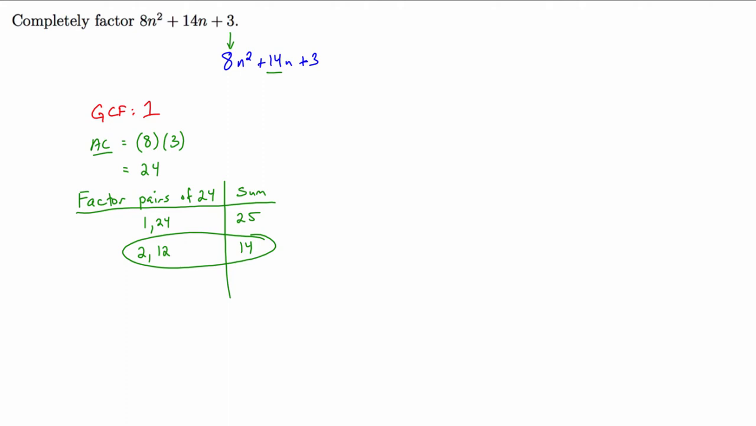We will use this factor pair by taking that middle term, that 14n, and splitting it up into 2n and a 12n. So our trinomial 8n squared plus 14n plus 3 will transform into 8n squared plus 2n plus 12n plus 3. And now that we've transformed this trinomial into something larger, the only option we have for factoring is by grouping.